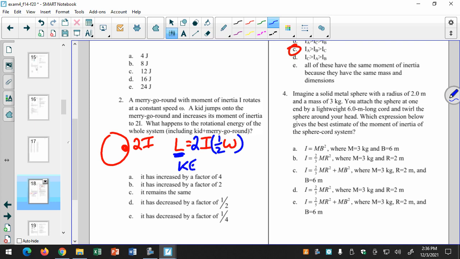Now kinetic energy, that's really what we're asking for, is 1/2 I omega squared. So I'm halving omega, doubling I, so 2 times 1/4 is equal to a half. So it's going to have half the energy that it had before. Okay? Don't forget, the quarter came about because omega was squared.